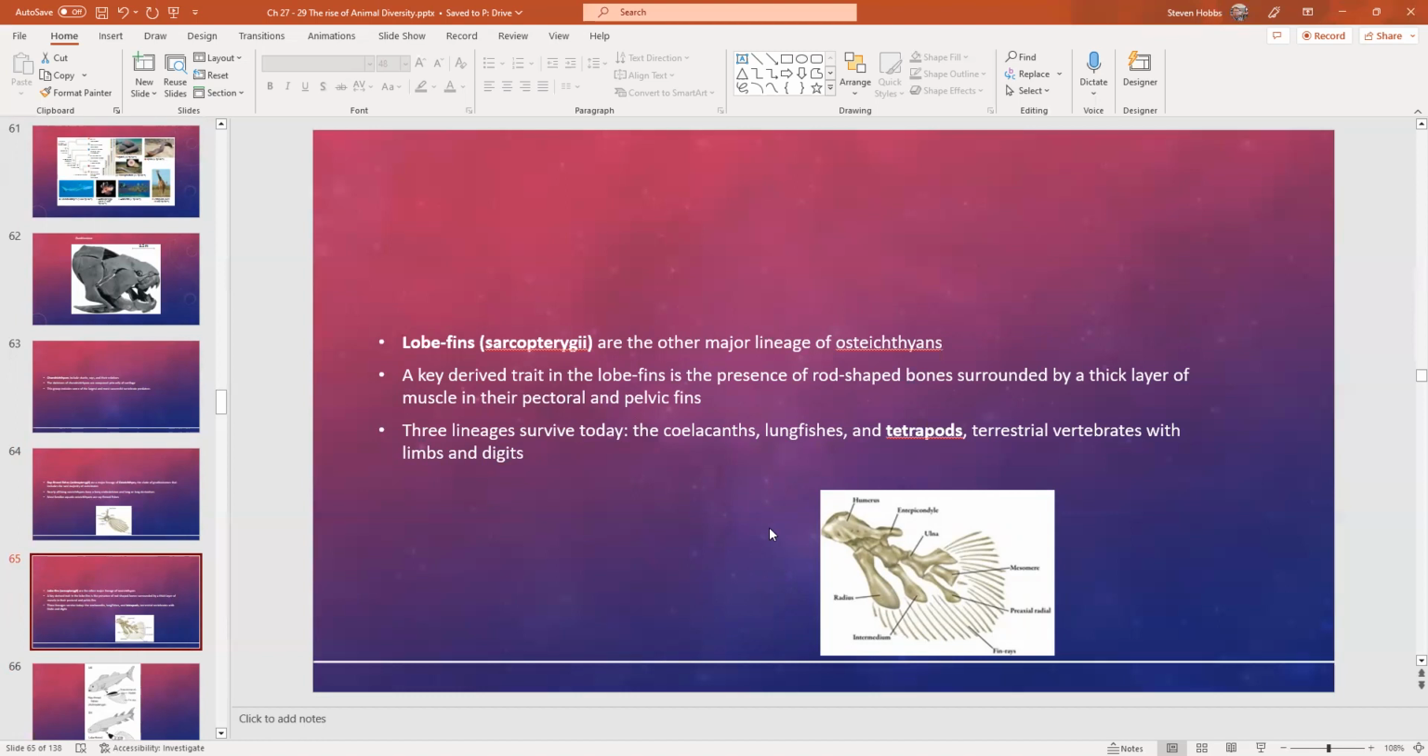Three lineages survive today: the coelacanth, the lungfish, and the tetrapods. The tetrapods are the terrestrial vertebrates. Those have limbs and digits. They have a radius and ulna, the carpal bones, and fingers.